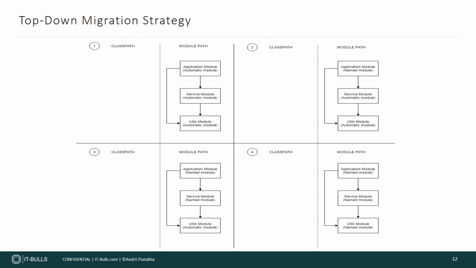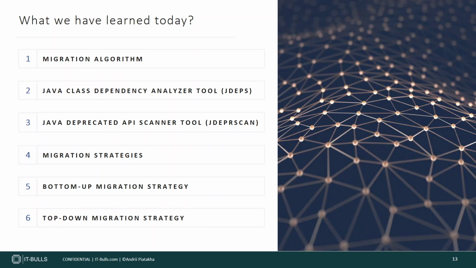That's all what I wanted to share with you in this lesson. Let's recap what we've learned today. After this lesson, you know general algorithm to follow during the platform migration to the new environment, or another JDK version in particular. I showed you how to use on practice Java Class Dependency Analyzer tool. Also, we reviewed how to use Java Deprecated API Scanner tool. We reviewed different migration strategies. Namely, we learned bottom-up and top-down migration strategies.